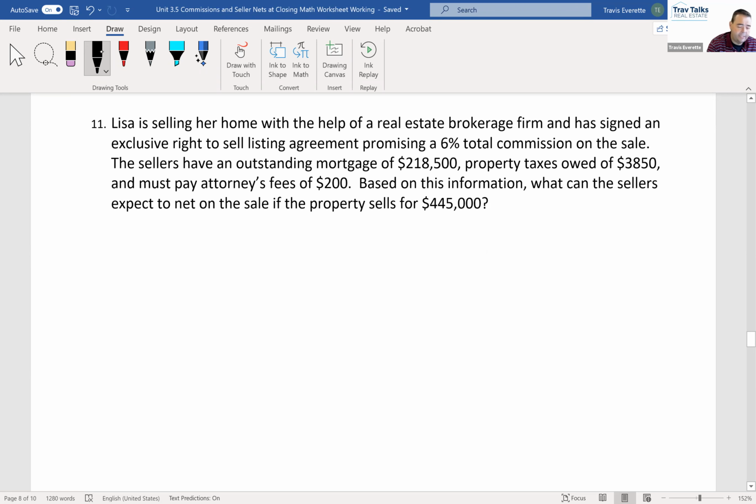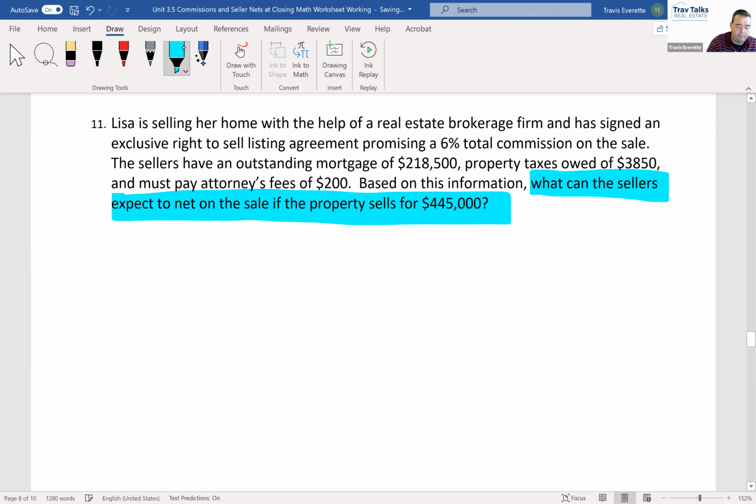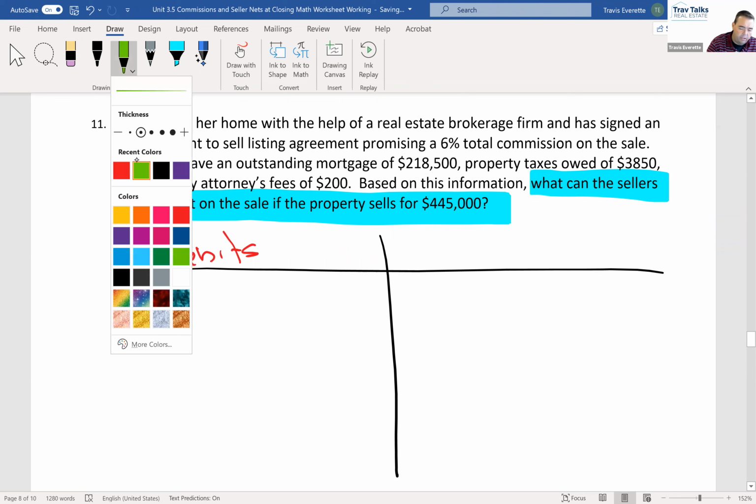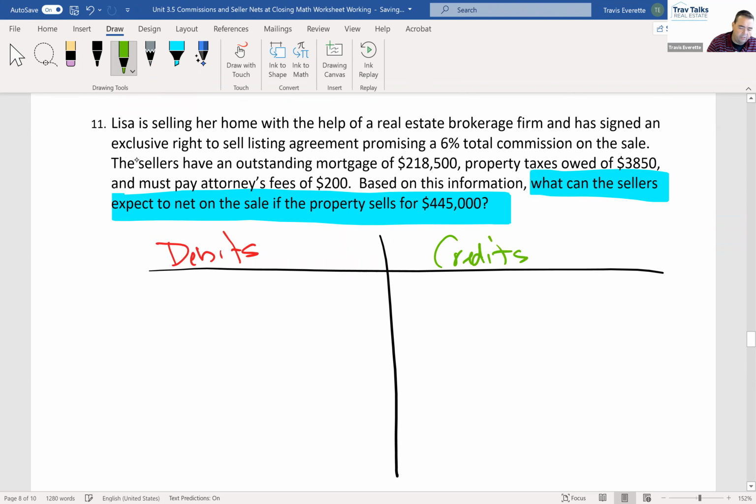So again, same question, what can the sellers expect to net if the property sells for a certain amount? So they've given us that sales price. What they want us to do are the debits and credits associated with that transaction so we can figure out how much money the seller is going to walk away with. So let's take a look at it.